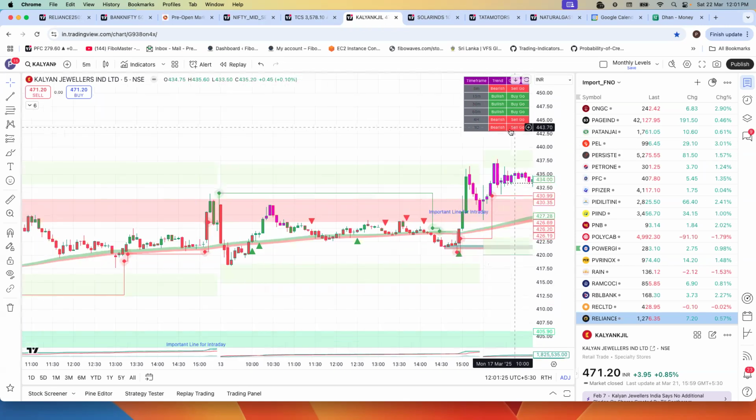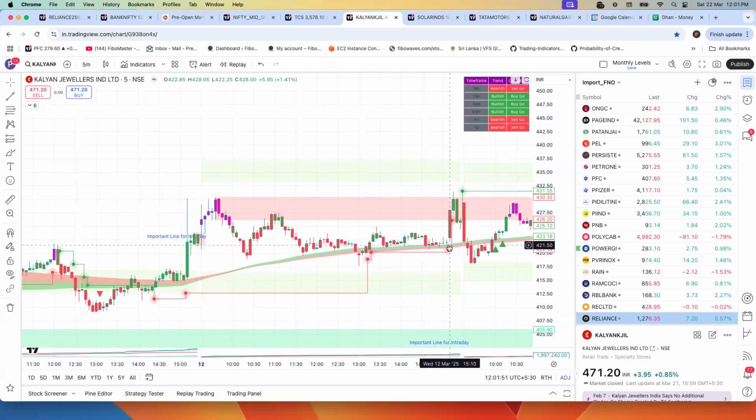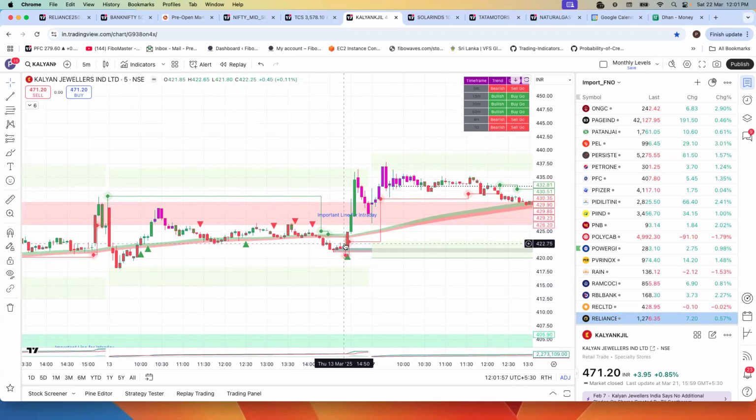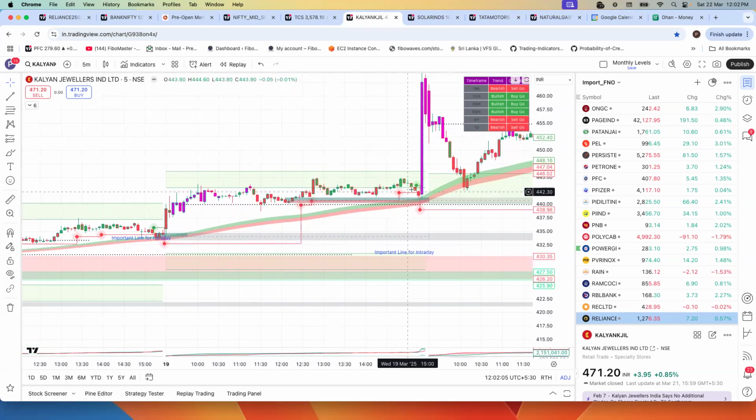So what really happened is, this is the first time I missed Jewelers. I missed this particular move because I had the trade. It went like this and then came down, so I had to book it at the same price. Next day, it did not give me any returns. I tried. Next day, I tried here. Before 3 o'clock itself, I got it and held it, and I captured this entire move.